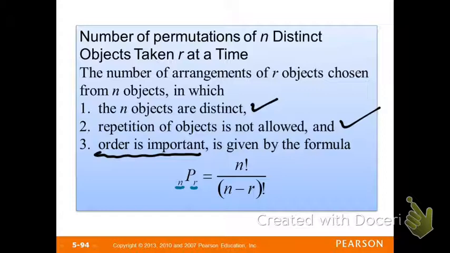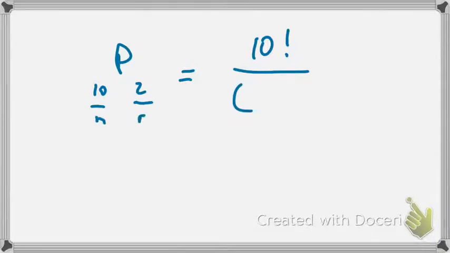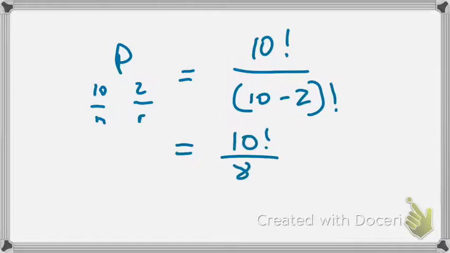So if we use the notation that we had a moment ago, the permutation of 10 things taken 2 at a time, or 2 things from 10, the number of ordered arrangements of 2 things taken from 10 things, is equal to 10 factorial, N factorial, this was N and this was R, over N minus R factorial. And that's equal to 10 factorial over 8 factorial.